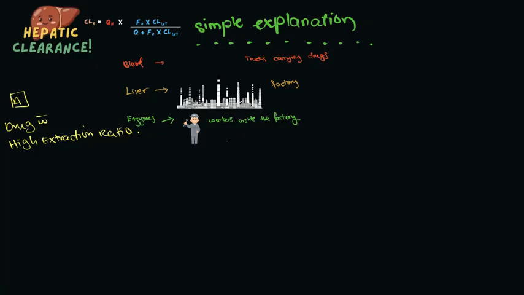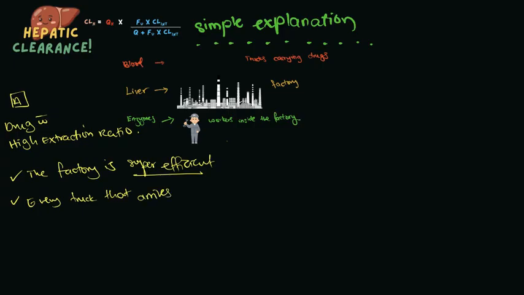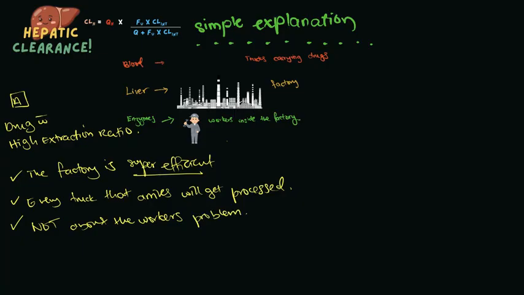So situation A is we have a drug with high extraction ratio. In this scenario, we have a factory that is super efficient. Every truck that arrives at the factory will be processed. So regarding processing, it will not be about the workers' problem because the workers and factory are super efficient. What will be the problem is how many trucks arrive to be processed.